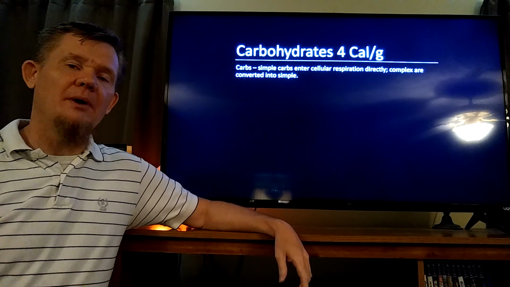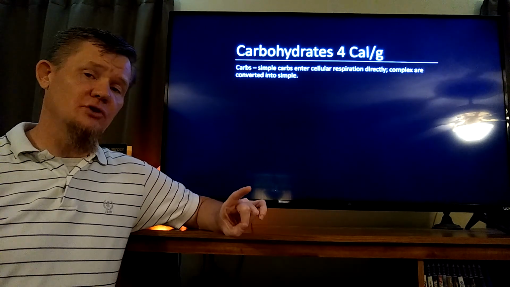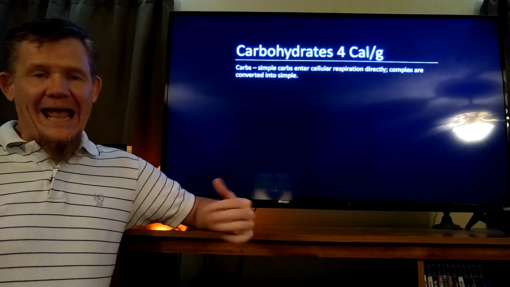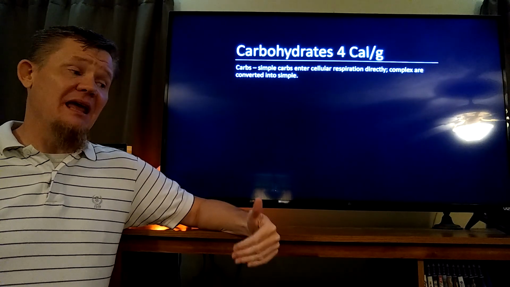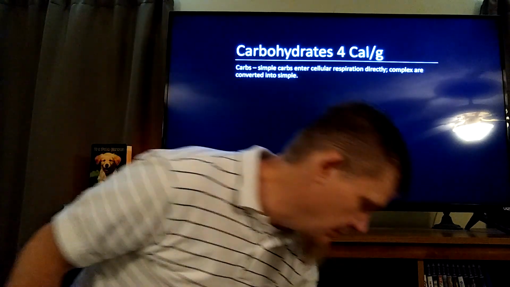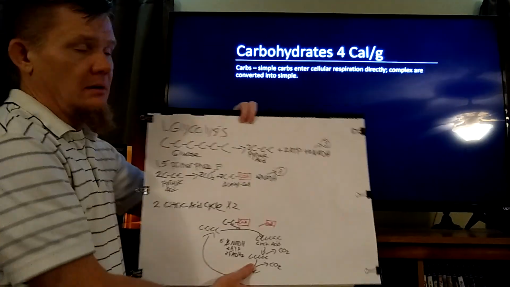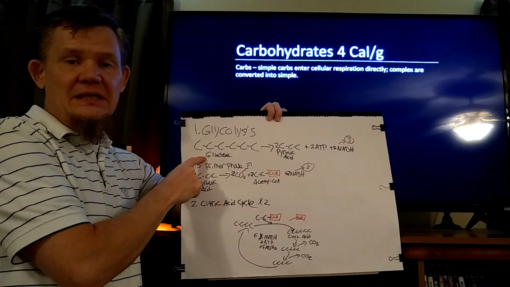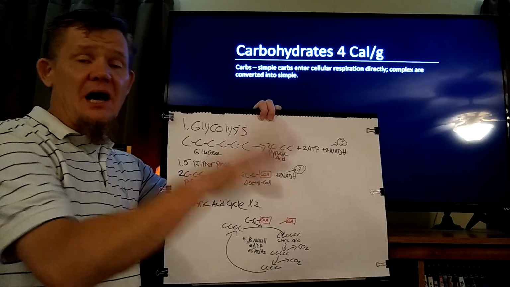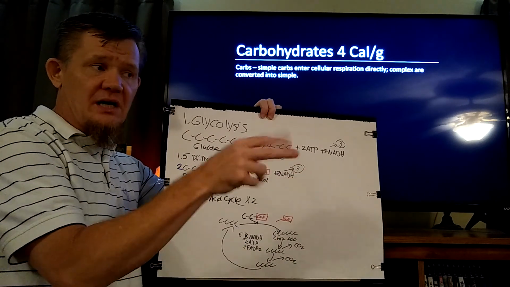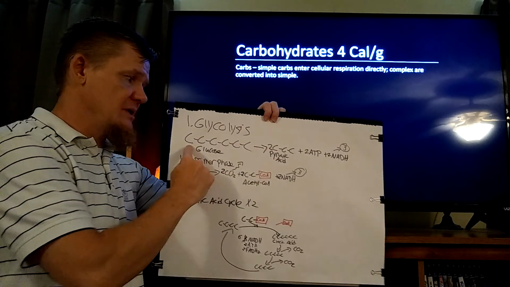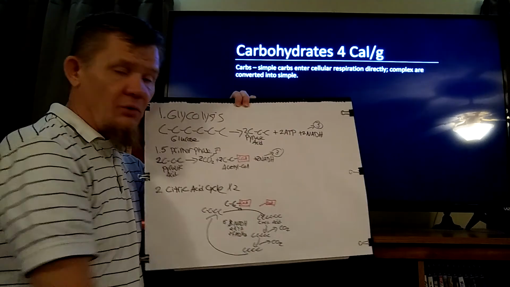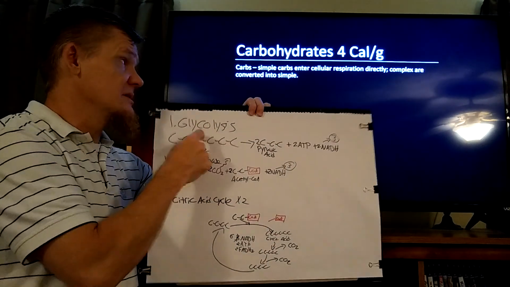Any simple carbohydrate, and simple means single sugar grain, can enter at step 1 in cellular respiration. It does not just have to be glucose. It can be really any simple sugar. If it's a complex sugar, we cut it up into simple sugars, and then those simple sugars enter at step 1. And then you just do the whole process that we've already talked about. Complex sugars are converted into simple sugars.